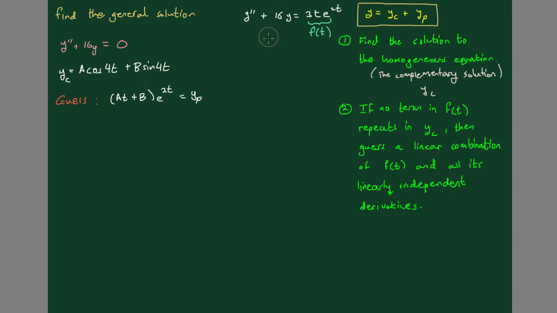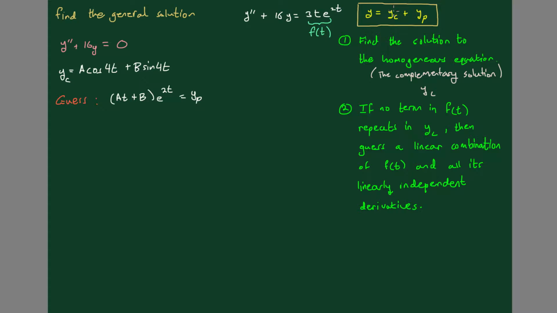Okay, so here we have another differential equation that we're going to be working on, and this is a second order linear non-homogeneous differential equation. And the general solution, of course, is going to be of the form yc plus yp, where yc is the complementary solution and yp here is the particular solution. So the full solution is going to be the sum of these two solutions.